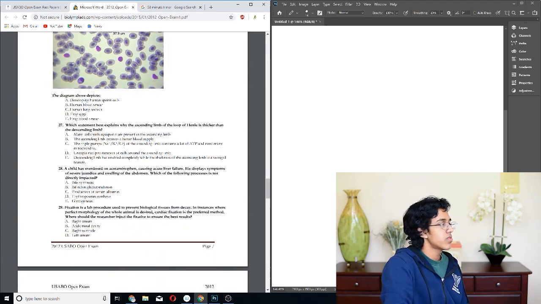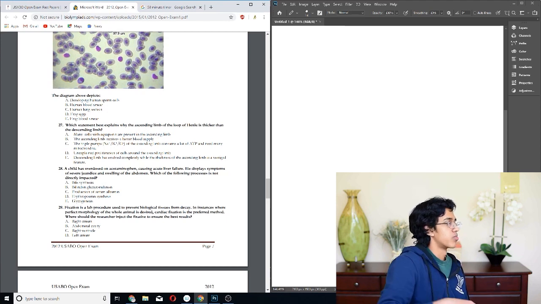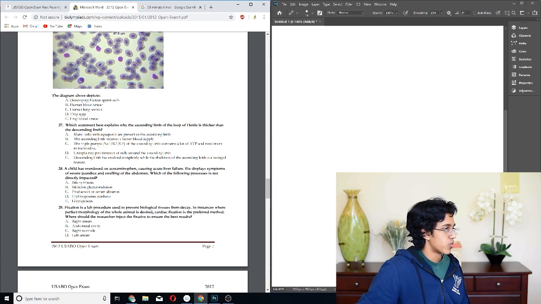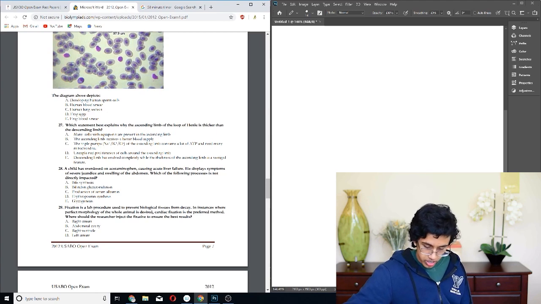27. Okay, I am pretty sure. Wait, I forget if the ascending limb or the descending limb has aquaporin. Okay, I'm pretty sure that it's not B. I'm pretty sure you do active transport, the pump, in the ascending limb. Okay, I'm pretty sure C or A, but C seems more legit. That makes a lot more sense, so C.